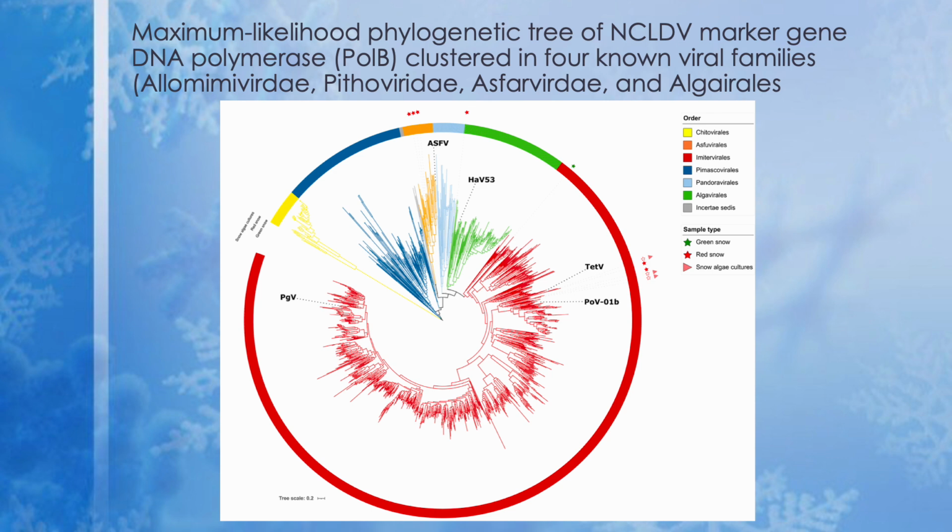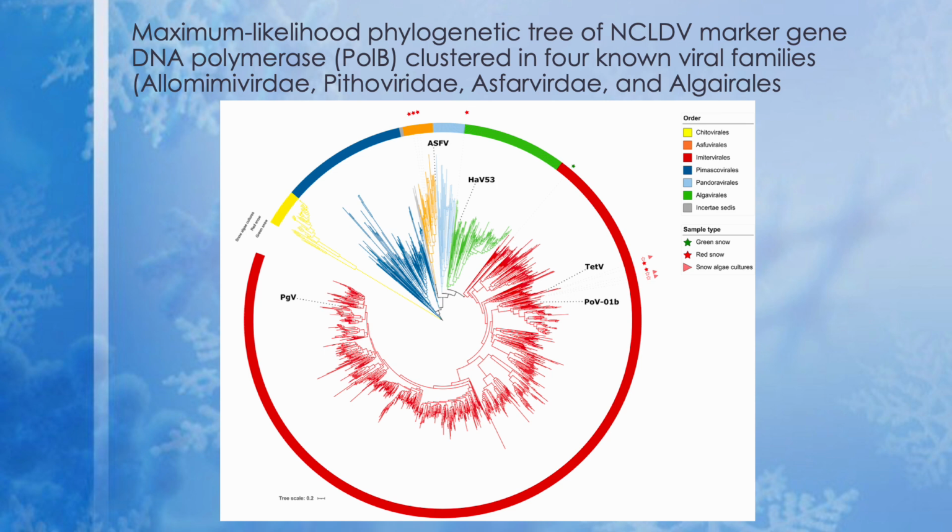Individual trees of marker genes were built to examine the phylogenetic relationships and diversity between proteins found in metagenomic, metatranscriptomic, metaviromic, and genetic contigs in comparison with known viruses. The maximum likelihood phylogenetic tree of NCLDV marker gene DNA polymerase POL-B clustered in 4 known viral families: Alomenaviridae, Pithoviridae, Asfarviridae, Algavirus AGO4. There was clear separation in the NCLDV groups by sample type.